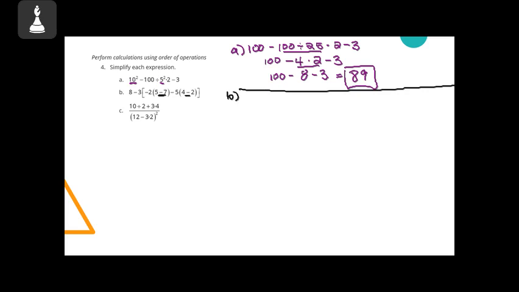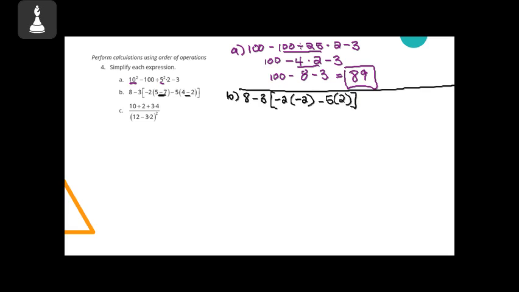8 minus 3 minus 2. What do we have? 5 minus 7 is negative 2. So inside of that parentheses, I'm going to put negative 2. I've got minus 5, open parentheses. 4 minus 2 is 2. Close and then close bracket.